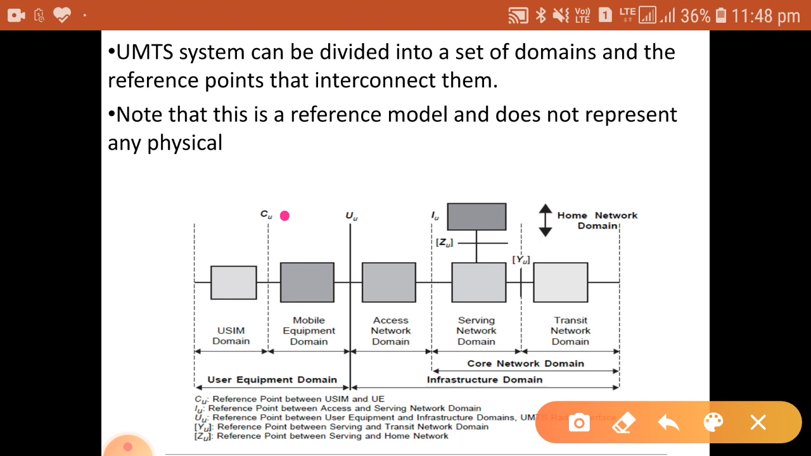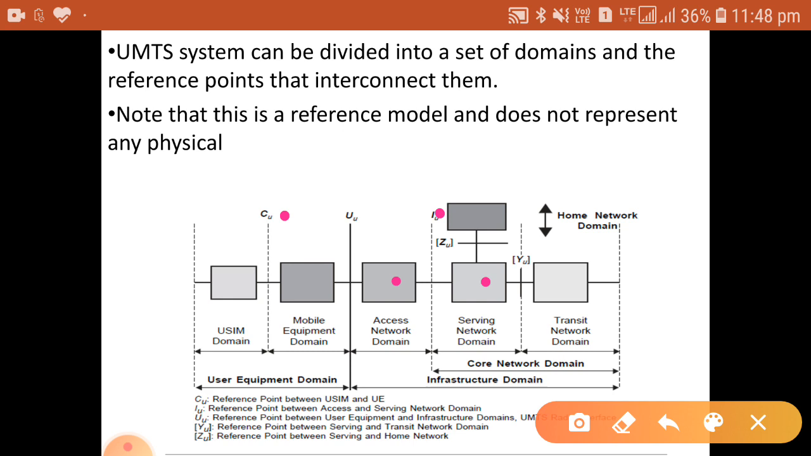This CU acts as a reference point between the SIM and the user equipment or mobile equipment. The next reference point is IU. So this is the IU, a reference point between the access network domain and the serving network domain.